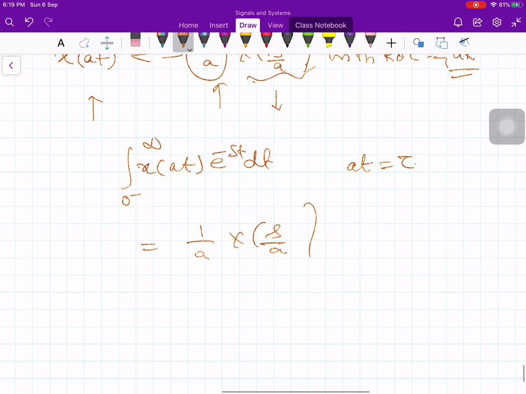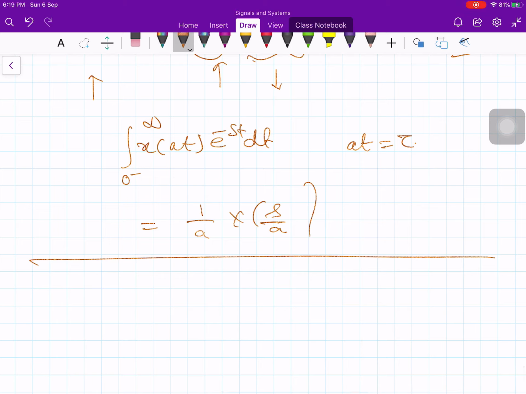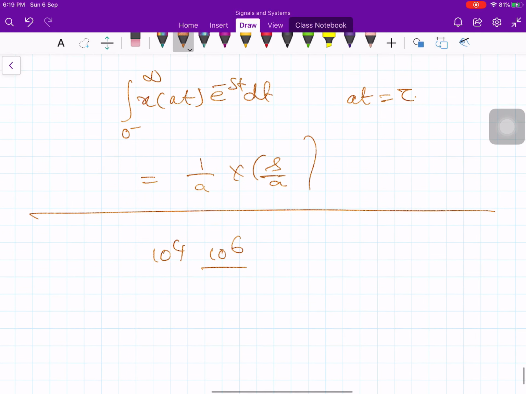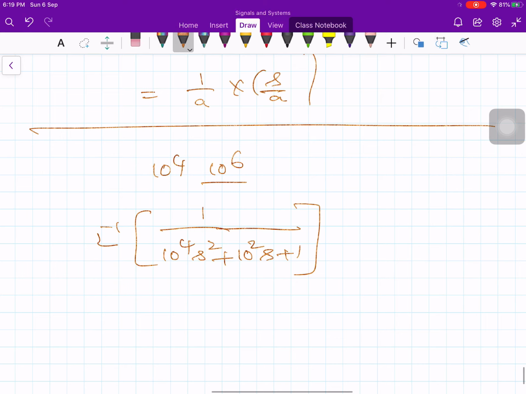Let me illustrate by means of an example. Suppose you have large numerical contents like 10 to the power 4 or 10 to the power 6 in the Laplace transform, then this property will be very useful. For example, find the inverse Laplace transform of 1 over 10 to the power 4 times s squared plus 10 to the power 2 times s plus 1. So how do you find the inverse Laplace transform of this? In this case, your scaling property will be very much useful for us.